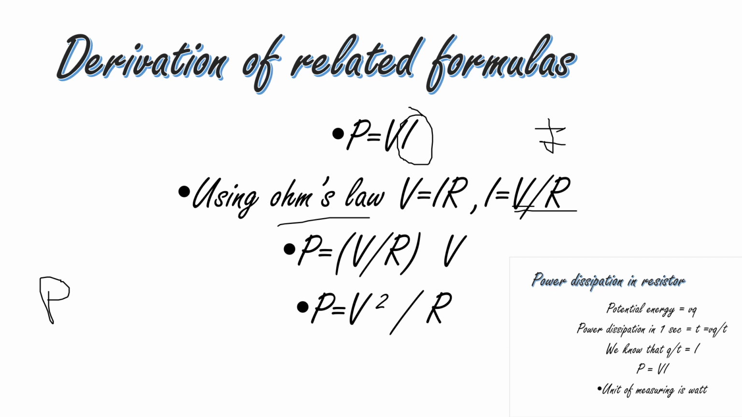So what are we going to have? First formula, P is equal to I square R. That means the power dissipation is equal to the square of the electric current and resistance product. Second, the power dissipation is equal to the square of the potential difference per unit resistance. So those were the general formulas that we can derive from the formula of the power dissipation related to Ohm's law.